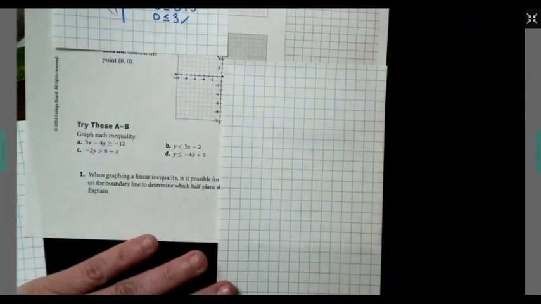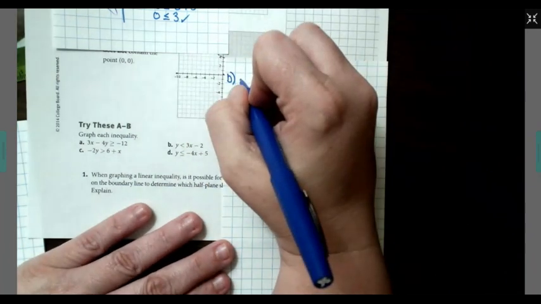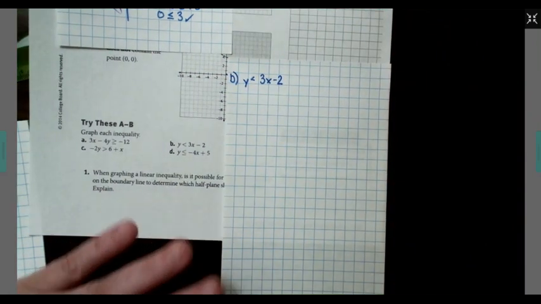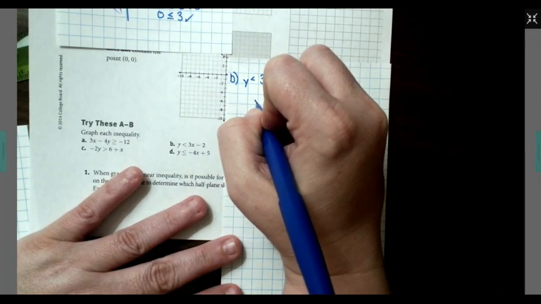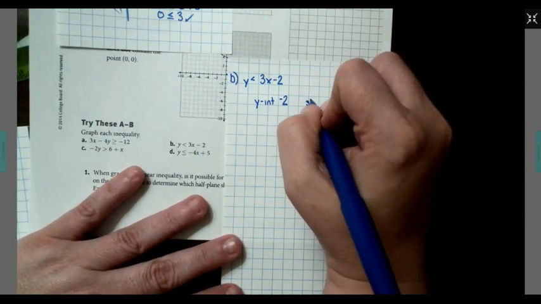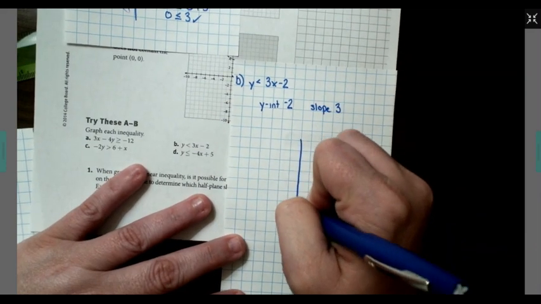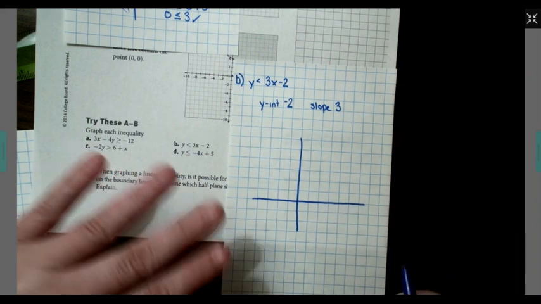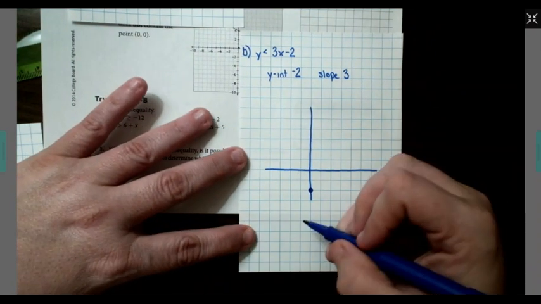All right. B states y less than or equal to 3x minus 2. This is already in slope-intercept form. My intercept is -2. My slope is 3. I'm going to create me an xy axis. I want to start at -2. We're going to go up 3.